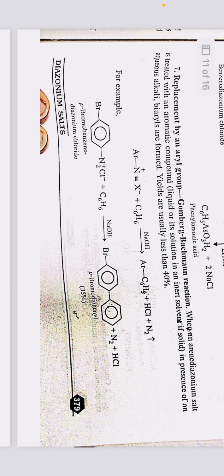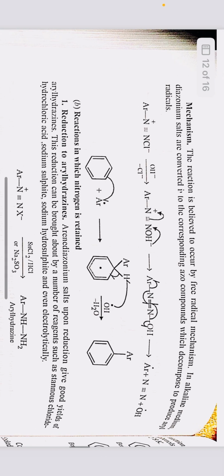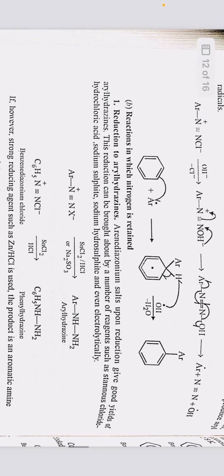For example, replacement by an aryl group, that is the Gomberg-Bachmann reaction. When an arene diazonium salt is treated with an aromatic compound in the presence of an aqueous alkali, biaryls are formed. Yields are usually less than 40%. Mechanism. The reaction is believed to occur by a free radical mechanism. In alkaline medium, the diazonium salts are converted to the corresponding azo compounds, which decompose to form aryl radicals.